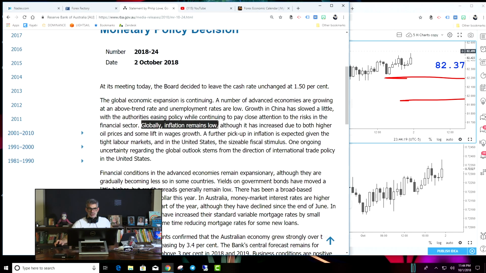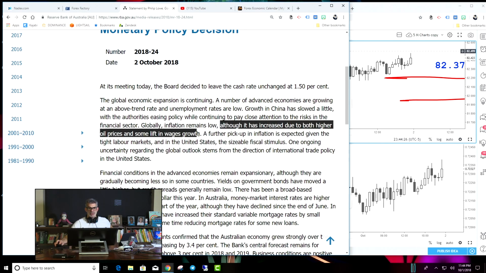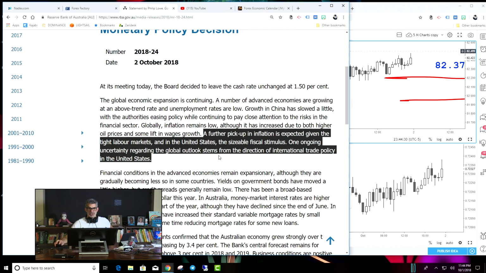Globally, inflation remains low. That's a lie, especially if you count food and fuel. Although it has increased due to both higher oil prices and wage growth. All right, I got half of that, right? A further pickup in inflation is expected given the tight labor markets and, in the U.S., the sizable fiscal stimulus. Right, the United States Federal Reserve pumped so much money into the economy.